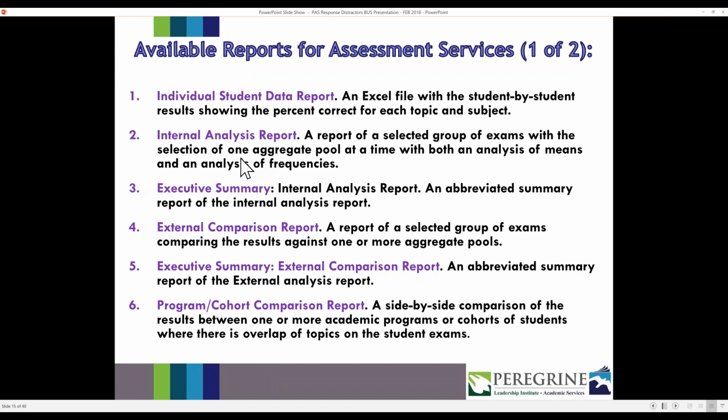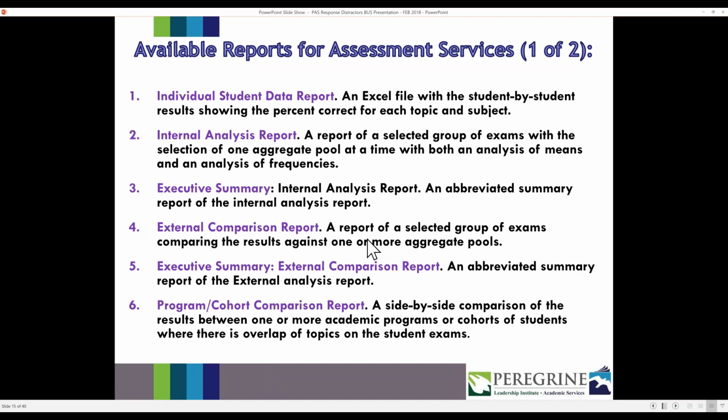So the first is the internal analysis. So if you are using our inbound and outbound assessment exams, you get the comparison of the results based on these two assessments, and that's your internal analysis. There's an executive summary version.